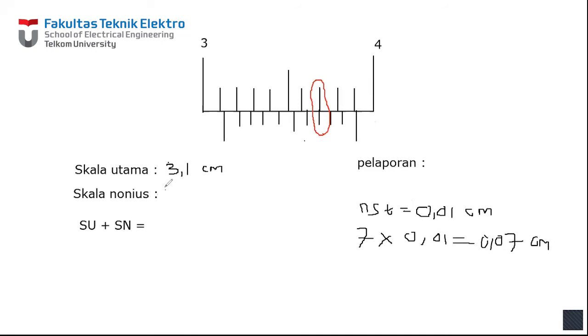So you'll have to write down the nonius scale as 0.07 centimeter. After that, we add up all the values. Then we have 3.17 centimeter. There, the value of these calipers.